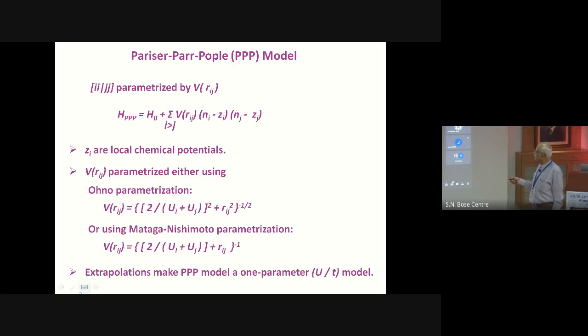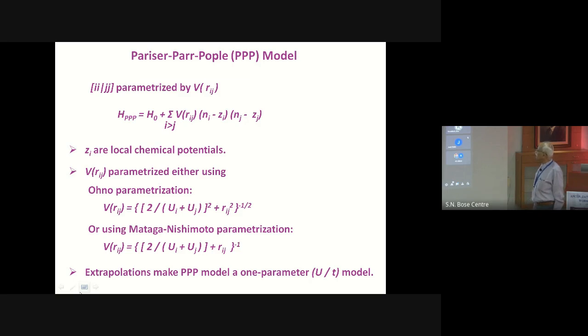And Vij itself is parameterized by various kinds of parameterization, so that you reduce the model to a single parameter model. Otherwise, if every V is a parameter, you don't know where to stop. So you always extrapolate between U, the on-site repulsion, and 0, or e squared upon R for very large R. And when you do that, then you get one of these approximations, and it makes the PPP model a one parameter model.